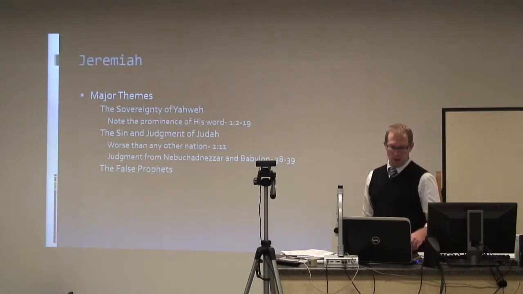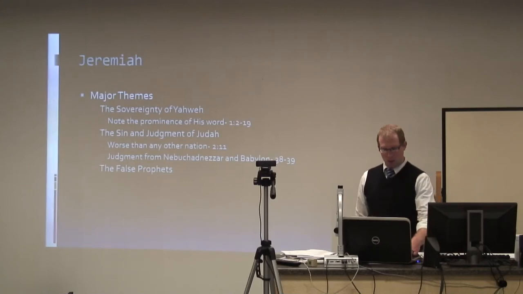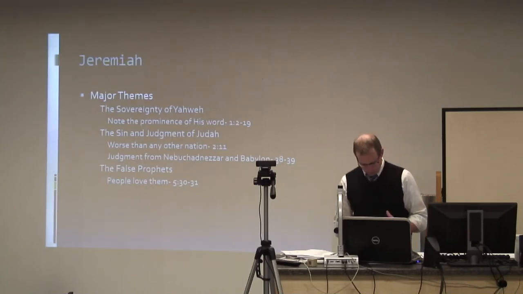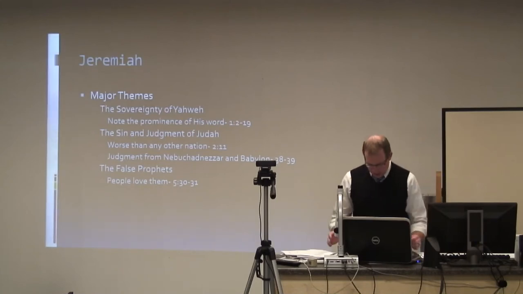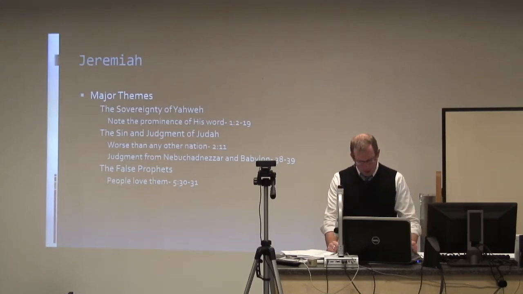The false prophets are also a major element to the book of Jeremiah. Jeremiah is consistently having to confront false prophets. And we find that the people love them. Look at chapter 5, verses 30 and 31. An appalling and horrible thing has happened in the land. The prophets prophesy falsely, the priests rule on their own authority, and my people love it so.